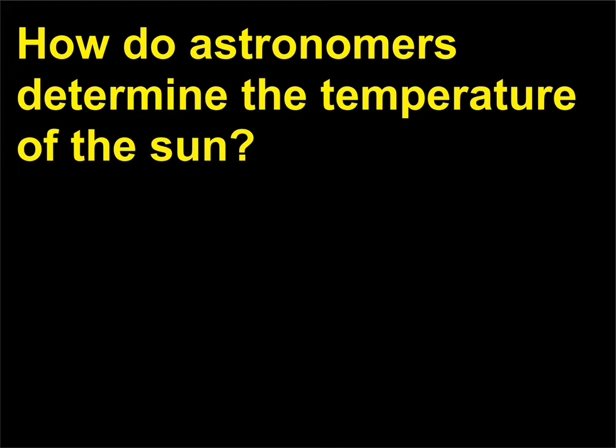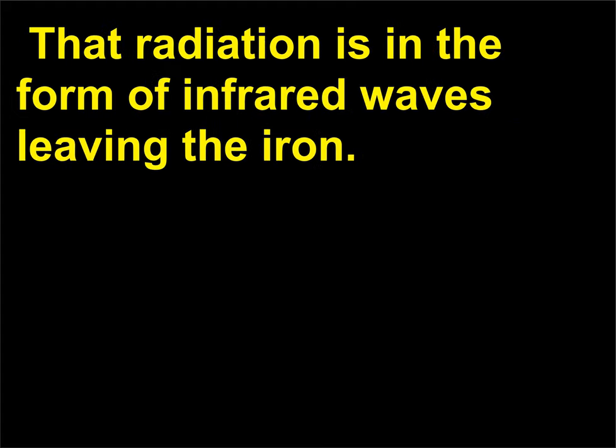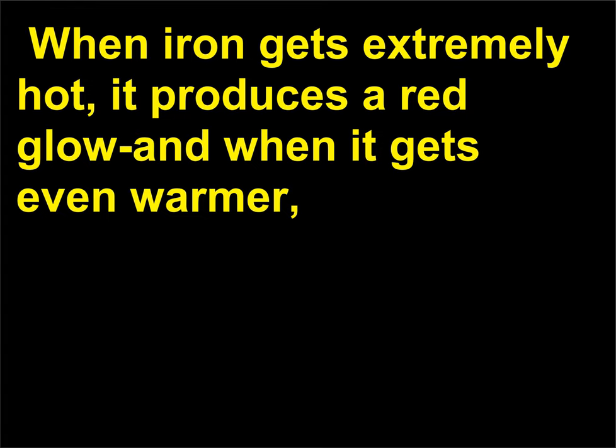How do astronomers determine the temperature of the sun? When iron is hot, you can feel the energy radiating from it. That radiation is in the form of infrared waves leaving the iron. When iron gets extremely hot, it produces a red glow, and when it gets even warmer, it can take on a whitish glow.